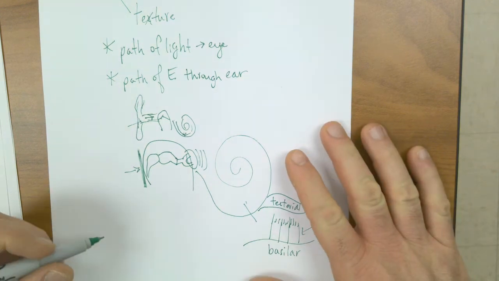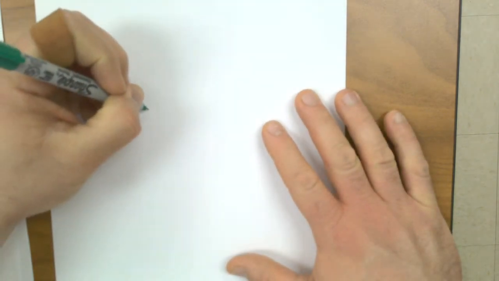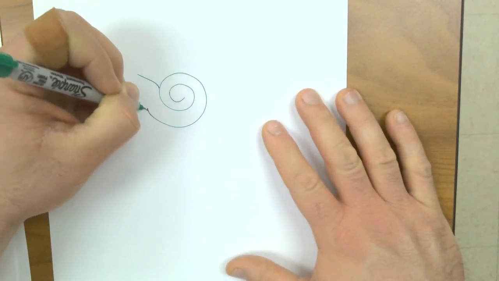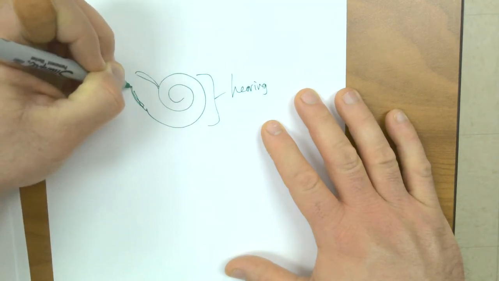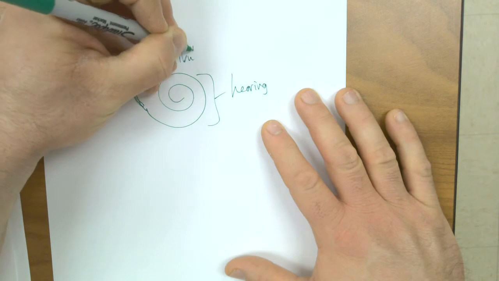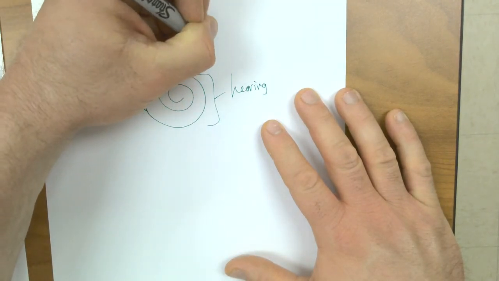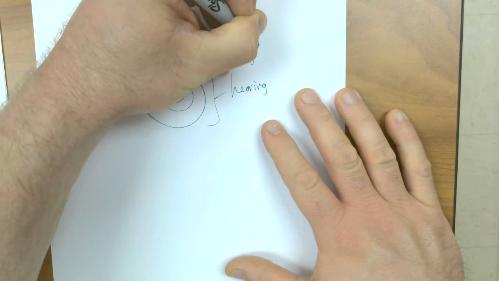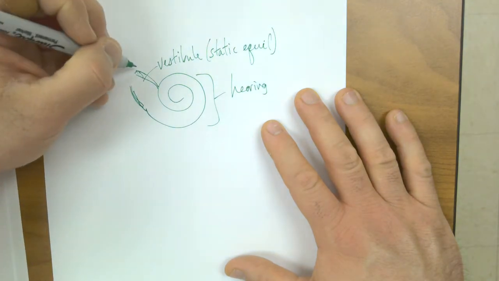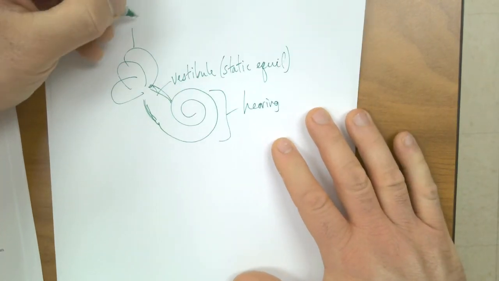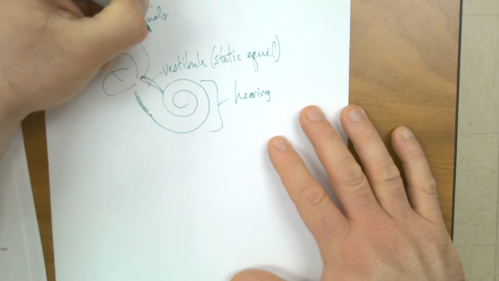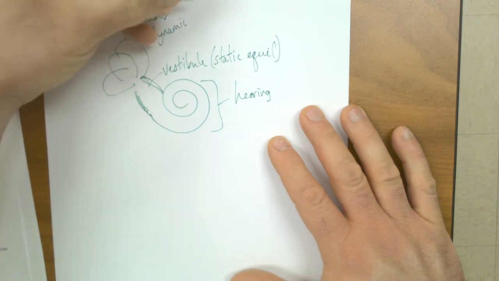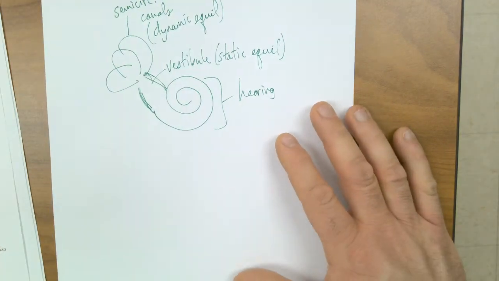Let's see. Now, if we think about the inner ear, you've got a few different areas here. One part of the inner ear is the cochlea. That's the snail-looking part. That is for hearing. The next portion is the vestibule. The vestibule is sort of an entry area. That is for your static equilibrium. Again, that is sort of sensing the tilt of your head. And then you have those semicircular canals. And those are for sensing your dynamic equilibrium or the motion of your head. Okay.